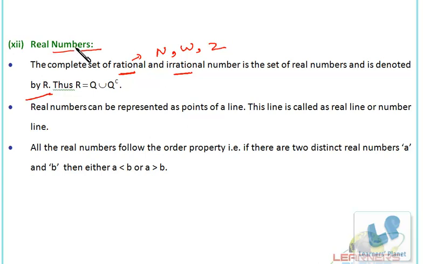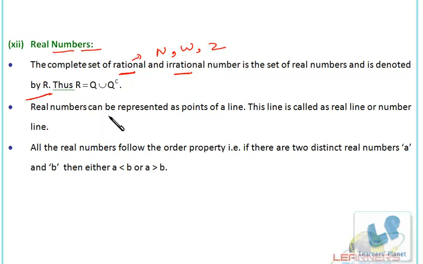Okay, so some numbers are not real numbers, but that is out of scope of grade 10. We will be studying it in grade 11: these numbers are nothing but imaginary numbers. So a number which is not real is imaginary. That means it exists only in the imagination, right? So here we are talking about real numbers. Now the complete set of rational and irrational numbers is denoted by R and is called real numbers.